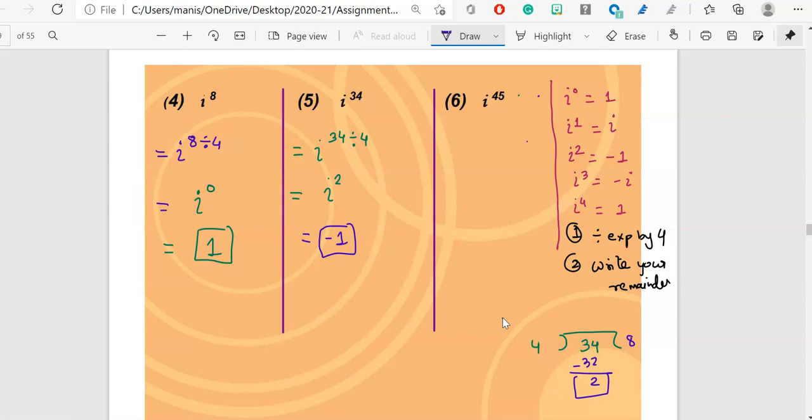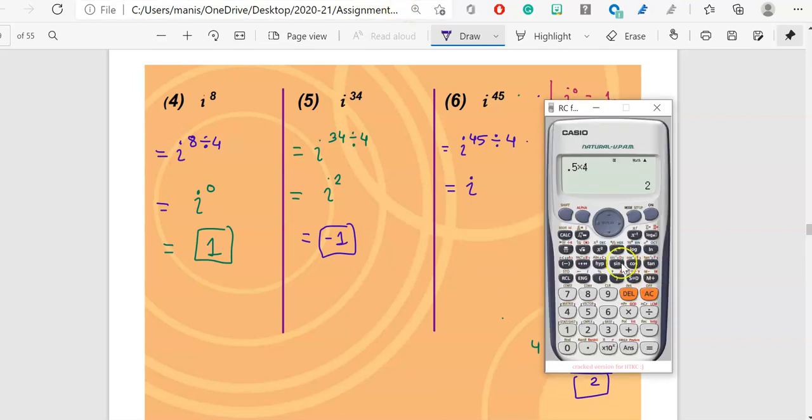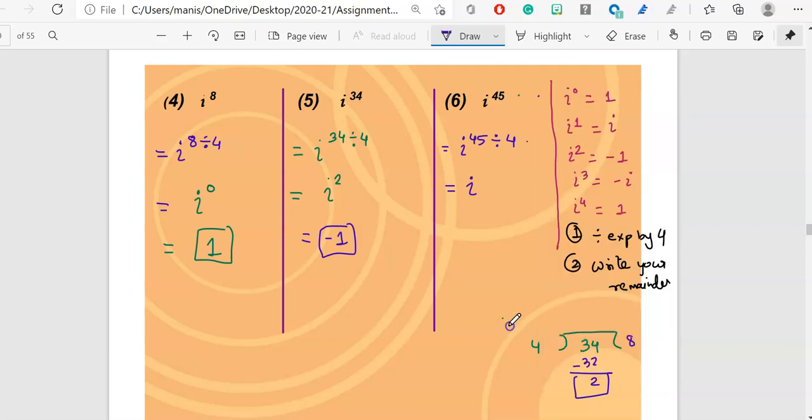i to the power 45. Same steps. You will take your exponent and divide by 4. What we are trying to do is look for the remainder. 45 divided by 4, I'm using my calculator. What is the answer? 11.25. Do remember 11 is the quotient. You take 0.25 and multiply by 4. You get 1. So this is your remainder.